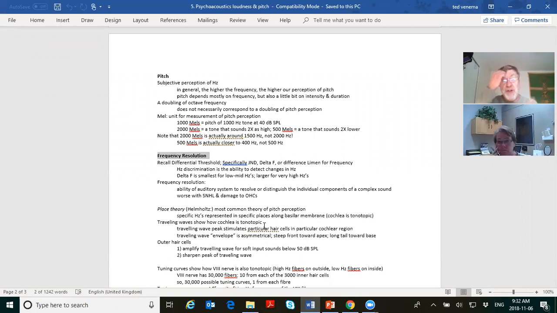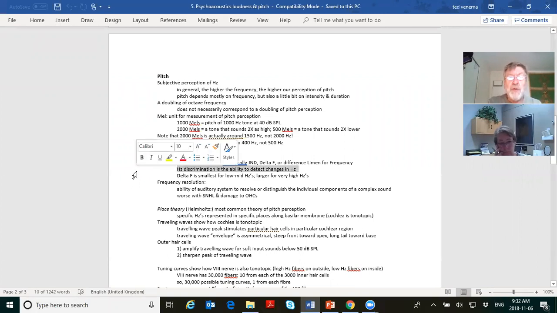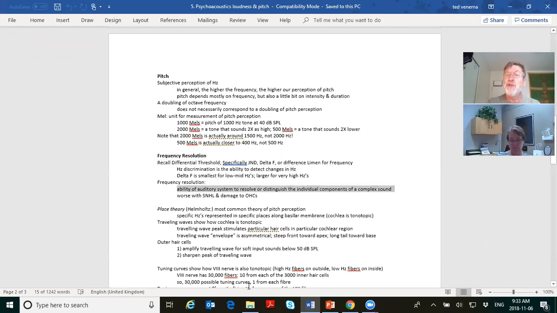So under the topic of frequency resolution, basically, the frequency discrimination, like I'm highlighting, is the ability to detect changes in frequencies. And when you're looking at thresholds, Unit 4 began with this particular discussion. What's the smallest change you need in order to recognize a difference? All right, frequency resolution, the ability of your auditory system to resolve or distinguish between the individual components of a complex sound. And it gets worse with sensory neural loss and damage to the outer hair cells.